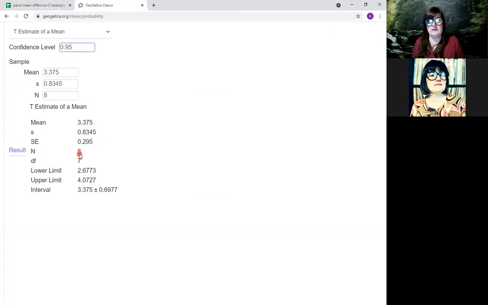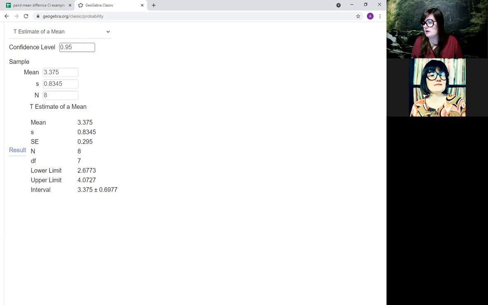N, that's your sample size. Degrees of freedom: if you go back to the student t distribution, remember that it changes based on your sample size. So how big your sample size is going to change what your degrees of freedom are. In this case, we have degrees of freedom 7. Here is the lower limit of your confidence interval, and here's the upper limit of your confidence interval.